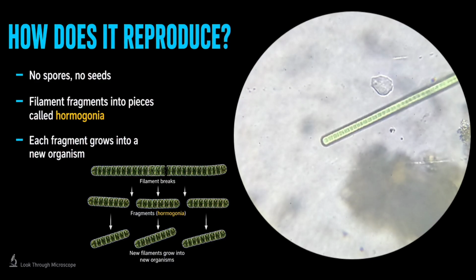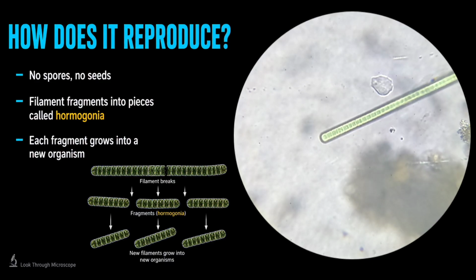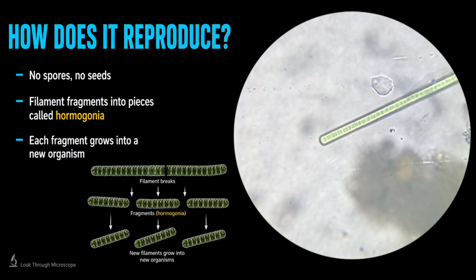Reproduction here is refreshingly simple. Oscillatoria doesn't produce seeds or spores. Instead, the filament simply breaks apart into smaller fragments called hormogonia, and each fragment grows into a brand new filament. There's no complexity of waiting, it just breaks and grows. This is part of why it can spread and multiply so quickly when conditions are right.